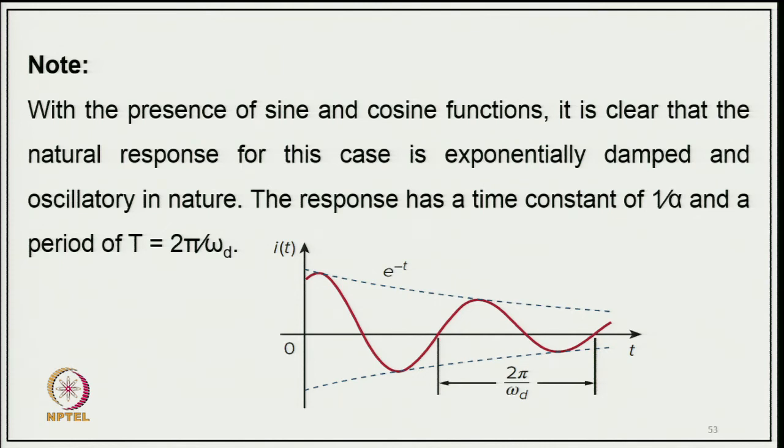As you can see, the response of this is an oscillatory response with the damping, where the period is shown as well as the damping coefficient, like how it is decaying. So, the decaying term is also there, shown dotted, e to the power minus t, and it is the periodic function, we can also see it shown here.